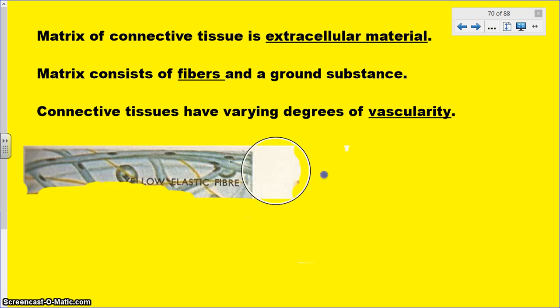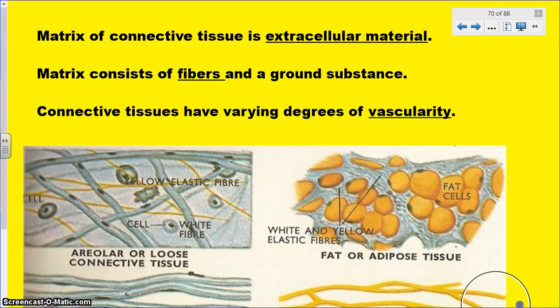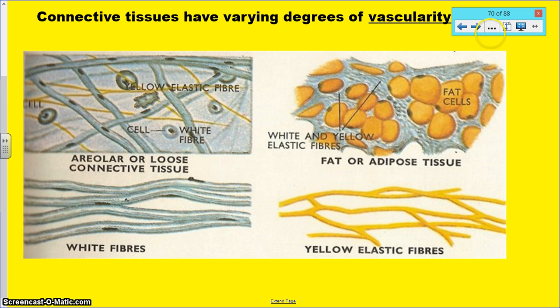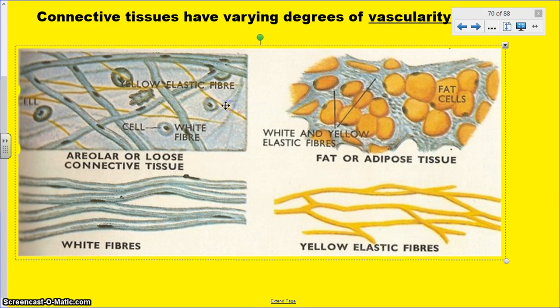So when we look at some of these different pictures here, we can see the areolar or the loose connective tissue. You can see the yellow fibers up there. There's kind of some right in there. There's a few cells spread throughout. We get into the adipose tissue. Not so much the fibers. They're not as noticeable, but they're there. Then you can see some of the cells. They're not necessarily jam-packed close to each other.